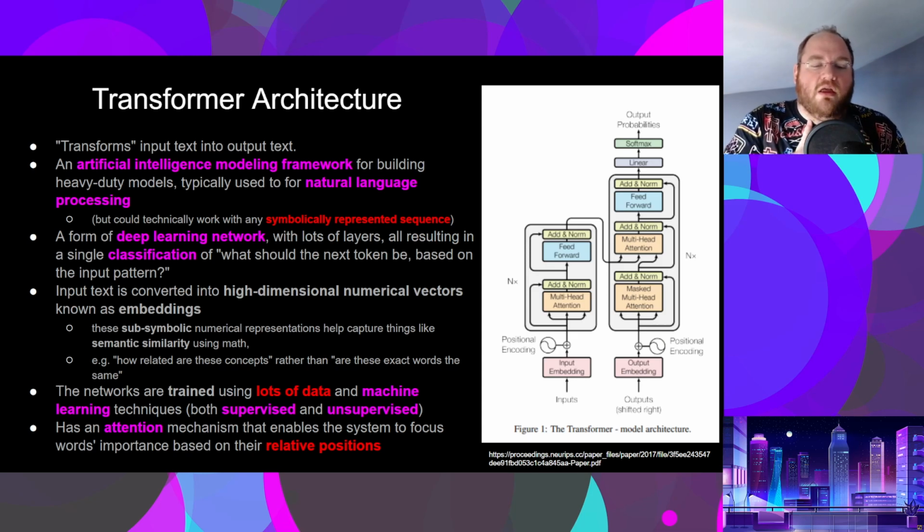So the networks are trained. This is the modeling part, right? Where we are modeling using lots of data and machine learning techniques, both supervised and unsupervised. We'll get into a little bit about what those mean later, but the idea is lots of kinds of training are happening, and that's kind of the name of the game with AI systems as they currently exist. It's about absorbing information from huge amounts of input data.